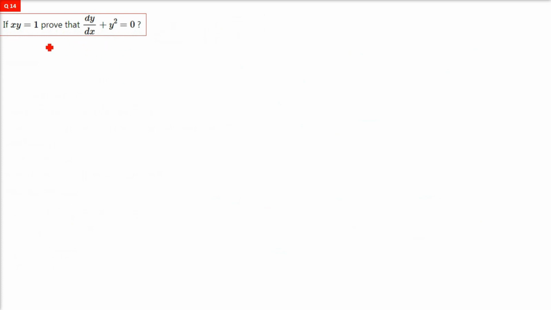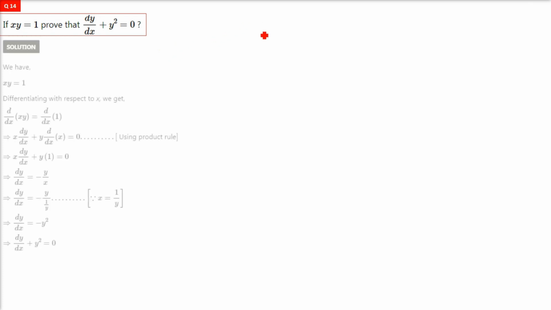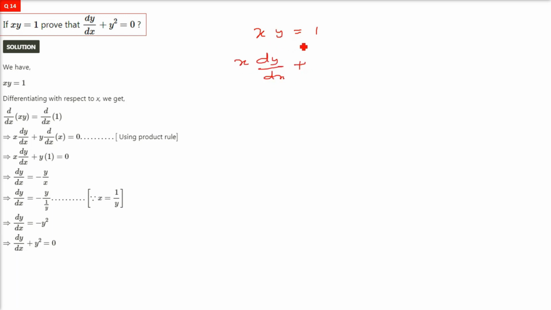xy is equal to 1. We have to prove that dy by dx plus y square is equal to 0. So xy is equal to 1. Differentiate. I am applying the product rule. x d by dx of y plus y d by dx of x, which is 1, I am not writing it, is equal to 0. D by dx of constant is always 0.